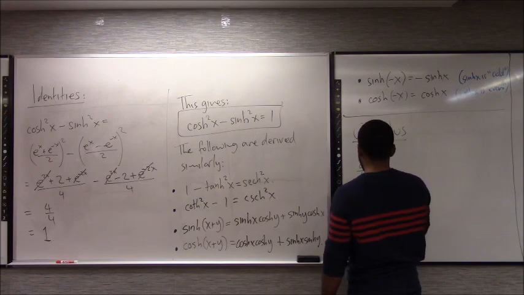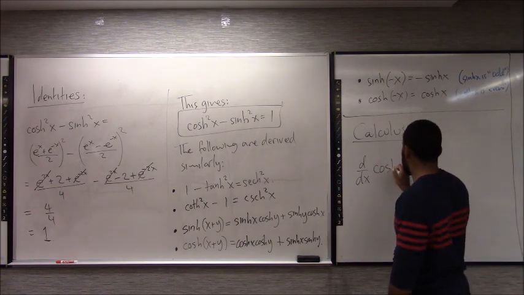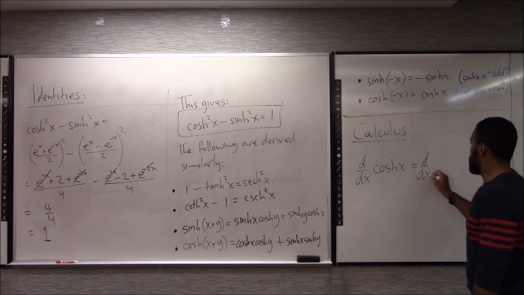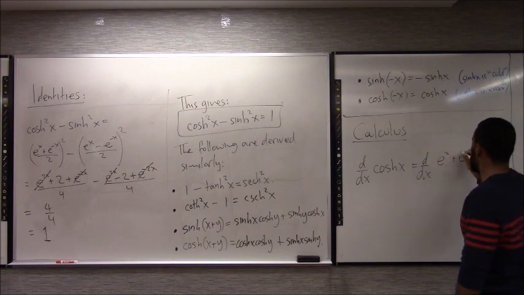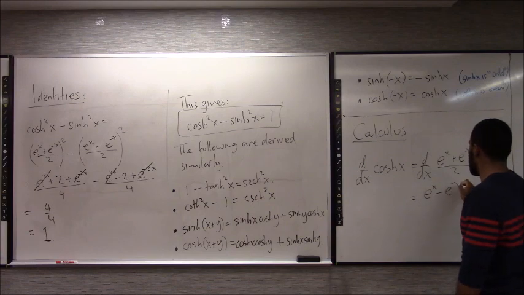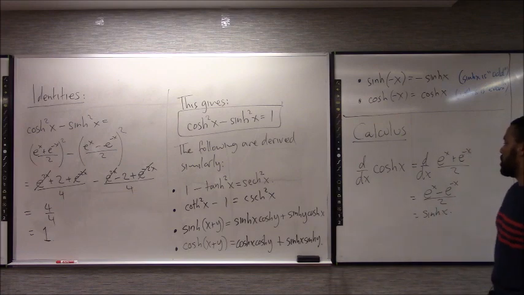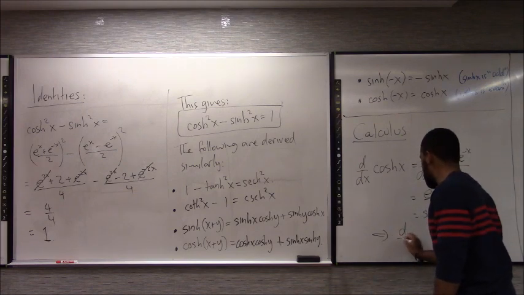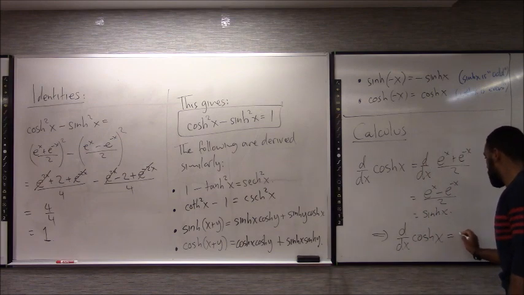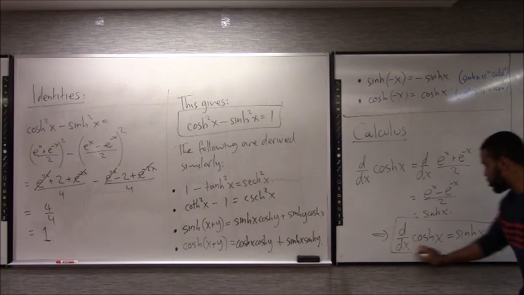If you wanted to differentiate, say, the cosh, you realize that this is just the derivative of (e to the x plus e to the minus x) all over 2. Well, that's just going to be (e to the x minus e to the minus x) all over 2. That's your sinh. So this means that if you differentiate the cosh, you get a sinh as opposed to negative sinh. So that's an important rule.